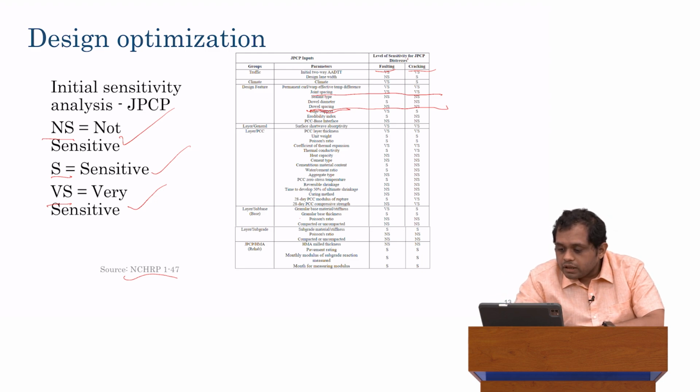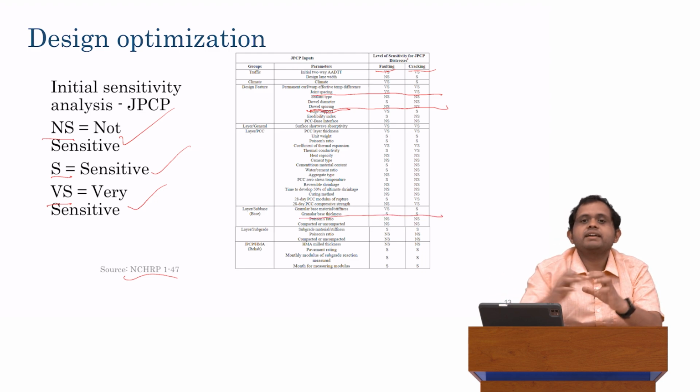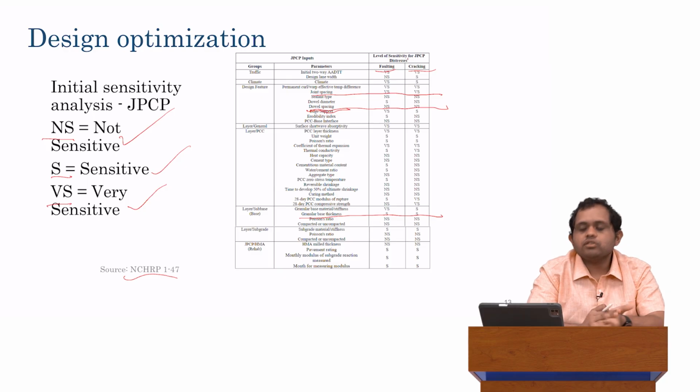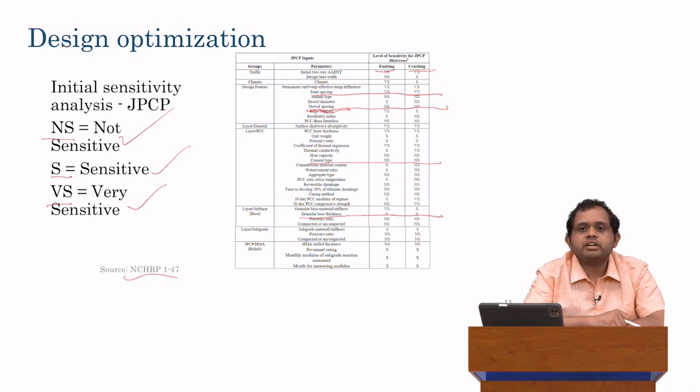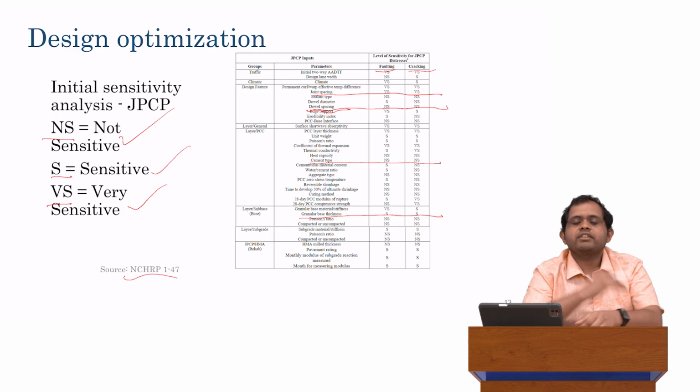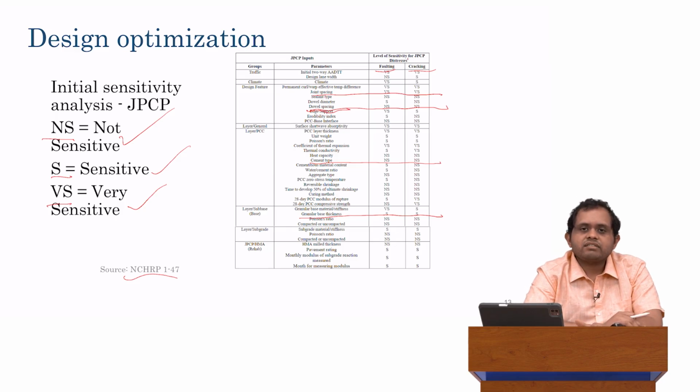Another example, the granular base thickness. If you're providing a granular base layer, the thickness of that was a sensitive variable. So it was not very sensitive, it was just somewhat sensitive. Or we could take another example, let's say the cement type, type 1, type 2 cement, etc. That was found to be a not sensitive variable. So in this way, all these around 20 to 25 variables that they started with, they classified them as not sensitive, sensitive, and very sensitive.